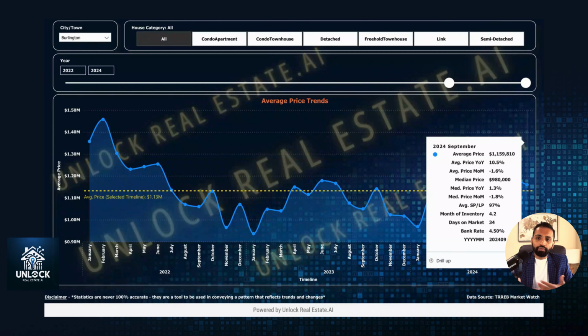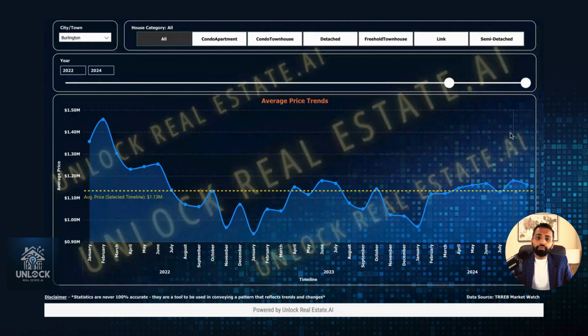How is that city performing? What is the track record of that city? Then once you settle that, okay, you want to look into that city, you want to settle in that city, then property types. Our tool will give you access.